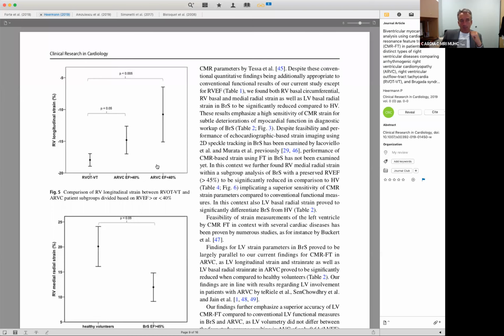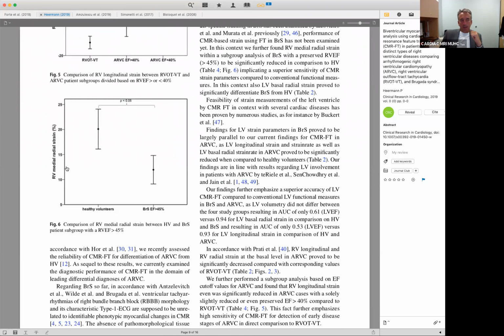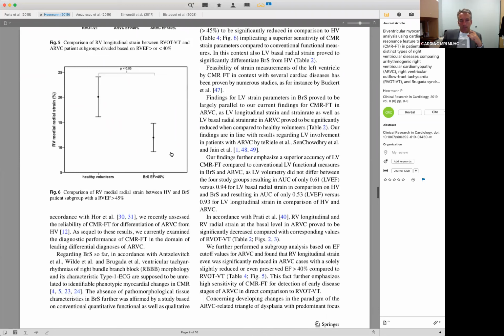And here with Brugada syndrome, this is what I found interesting, that the medial radial strain was different between healthy volunteers and Brugada syndrome. I would like to have that verified because Brugada syndrome has some functional abnormalities, but they are not necessarily focused on the medial RV segments.